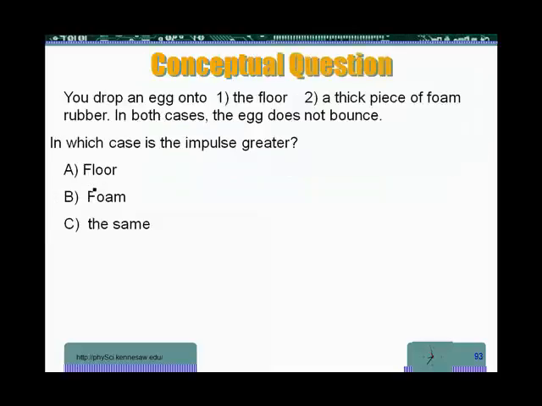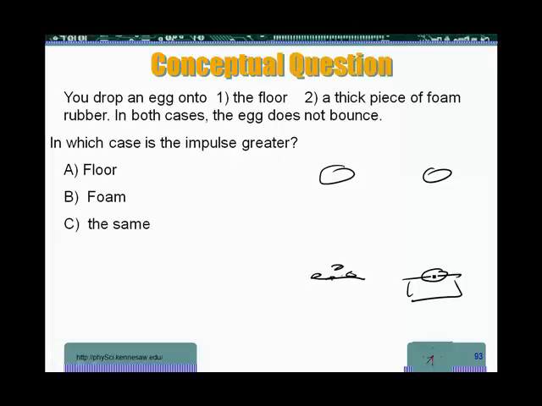Okay, you drop an egg onto the floor or onto a thick piece of foam rubber. In both cases, the egg does not bounce. Of course, on the floor, so this is foam, this is the floor. So this is our egg, this is our egg. Here, when it arrives here, it's going to end up in pieces. Here, it's going to be whole. In which case is the impulse greater?